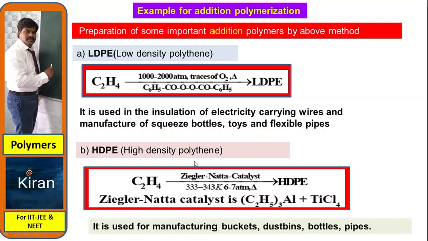It is used for the manufacturing of buckets, dustbins, bottles, pipes. These are all HDPE polymers.